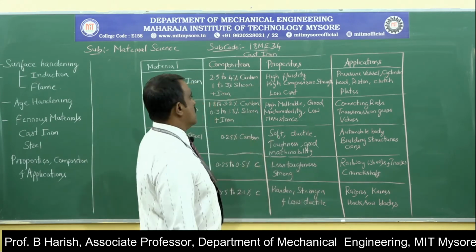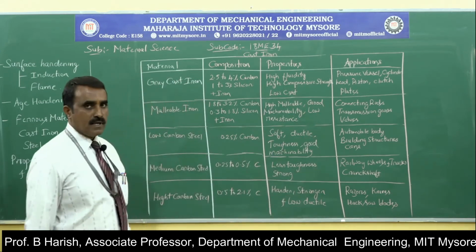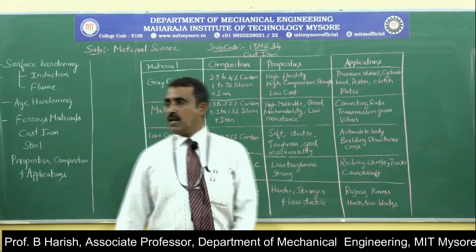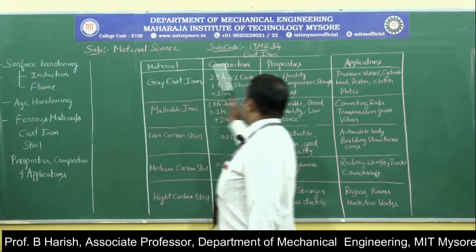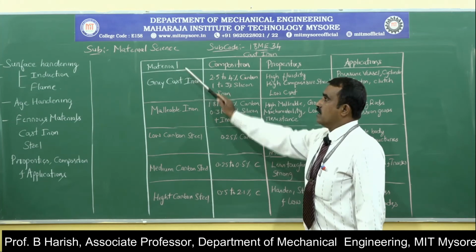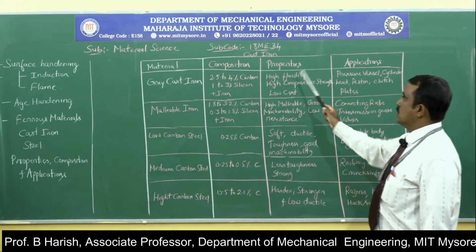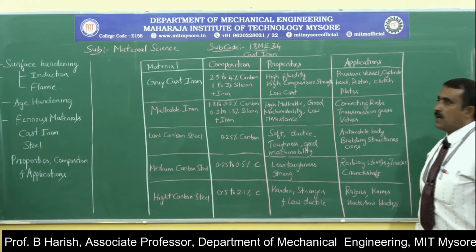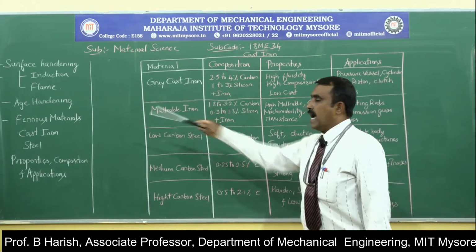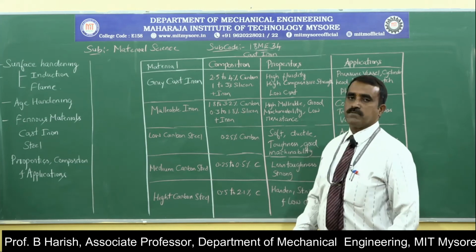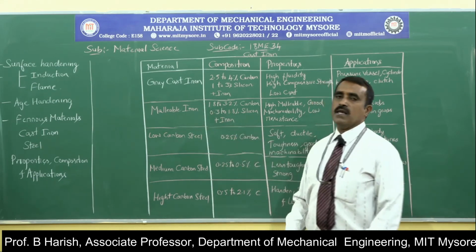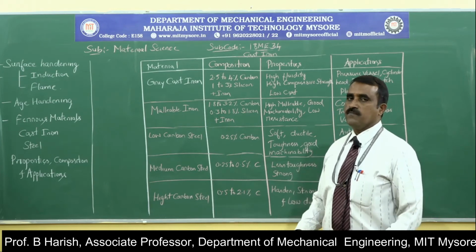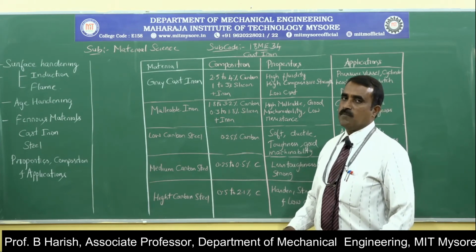The entire thing is explained through this table. You can observe that. The first one is cast iron. The first column is material, the second is composition, the third is properties, and the fourth is application. In cast iron we have two types. According to the syllabus, we will be discussing only two types, grey cast iron and malleable cast iron.